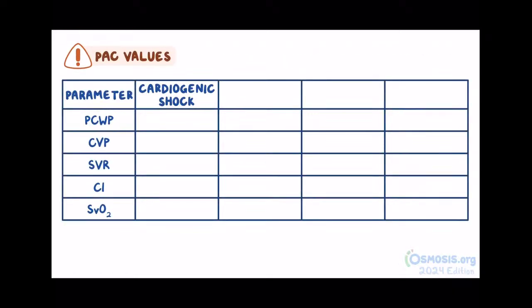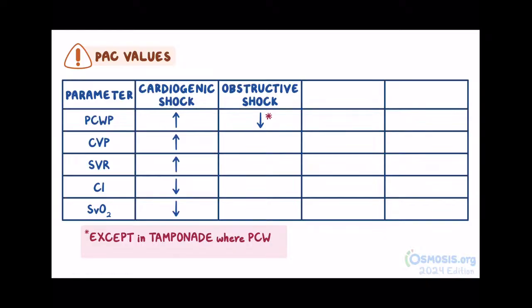In cardiogenic shock, PAC values you'll see include an increased PCWP and CVP, increased SVR, and decreased CI and SvO2. In obstructive shock, PAC will reveal a decreased PCWP, except in tamponade, where PCWP can be paradoxically increased, as well as increased CVP, increased SVR, and decreased CI and SvO2.